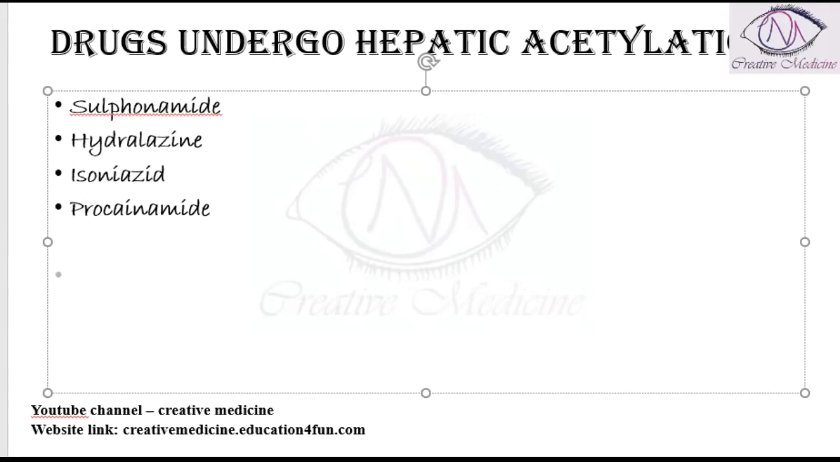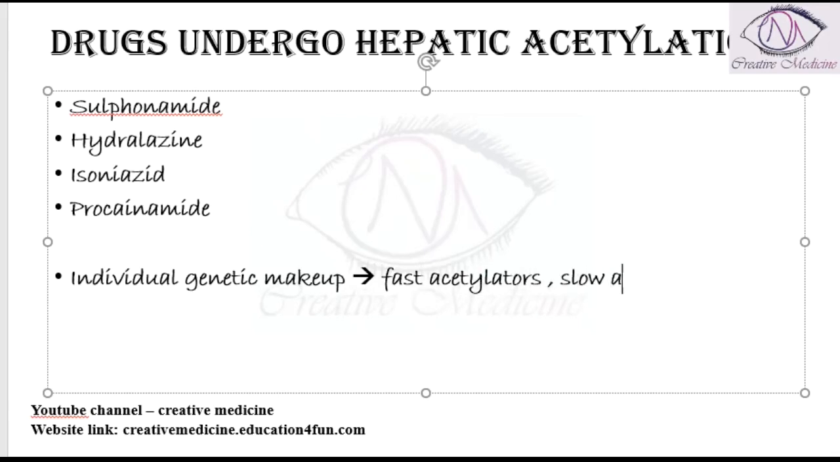These will undergo acetylation. Acetylation actually depends upon the individual genetic makeup. Based on the individual genetic makeup, we have fast acetylators and we also have slow acetylators. These fast acetylators and slow acetylators will produce different side effects, and based on the fast acetylators and slow acetylators, the side effect profile of these drugs will differ.